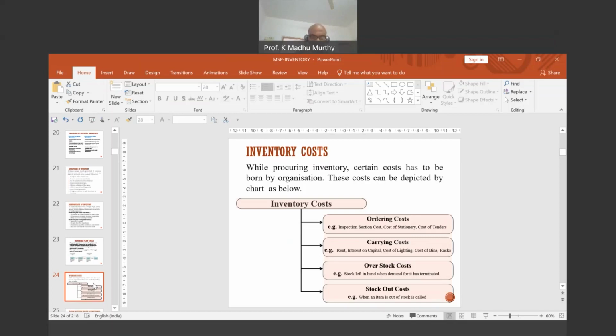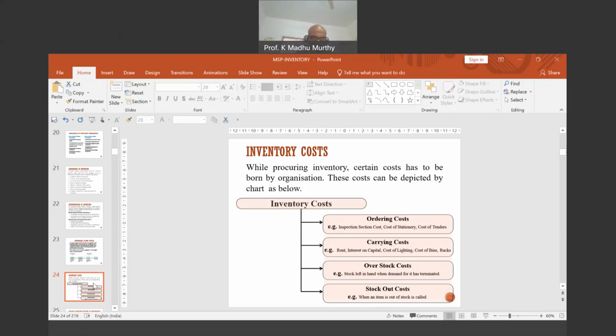So to prepare such a purchase order, and after receiving it, we have to count the items, calculate the order quantities, and keep tracking of what is happening with the orders so that we are never in a situation where the flow stops or the stock out situation happens. Here we have written ordering costs include inspection section cost, cost of stationery, cost of tenders, so on and so forth.